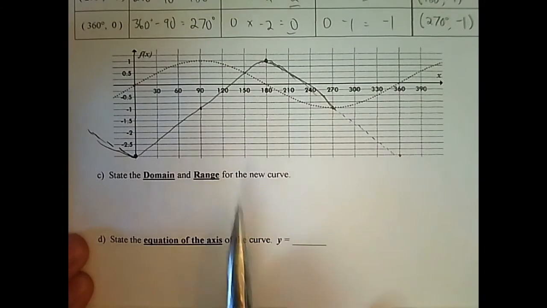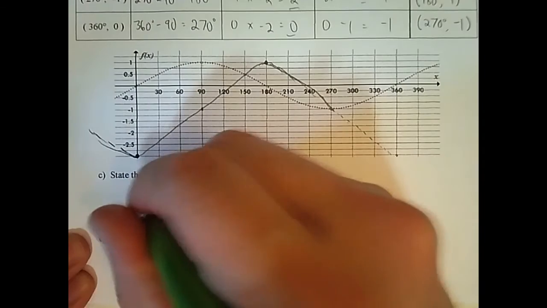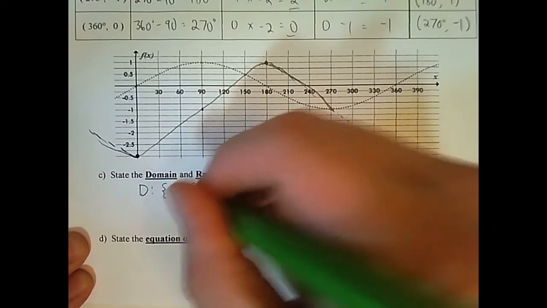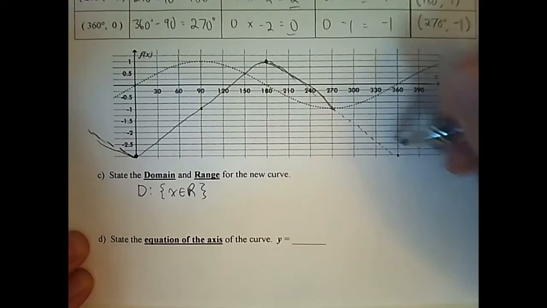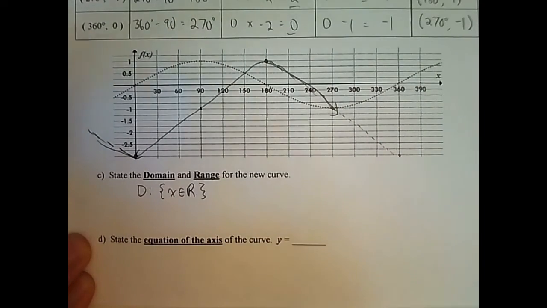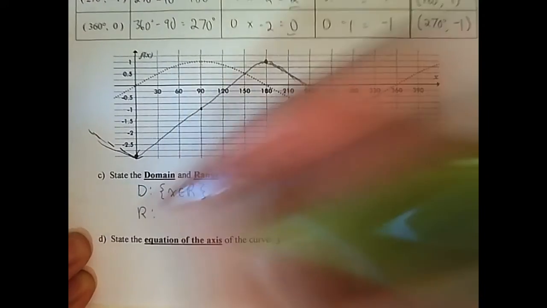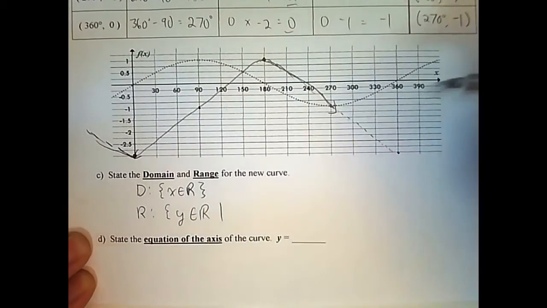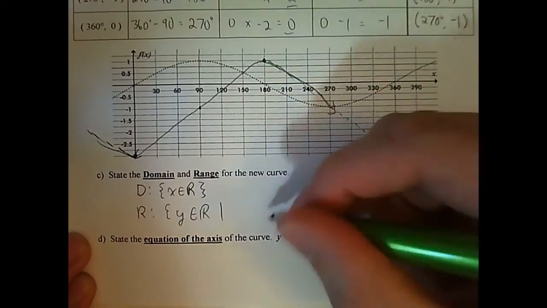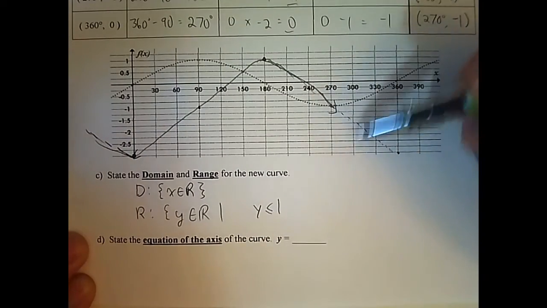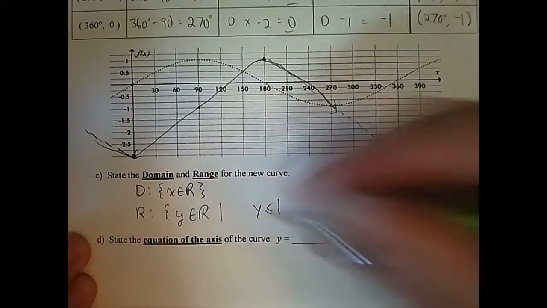So let's take the domain and range for the new curve. The domain is x is any real number still, because, again, I forgot my arrows, but these will continue to go in these directions for as far as we know. And then the range is now going to be y is any real number, but the maximum value is 1. So y has to be less than or equal to 1, but greater than or equal to the lowest value, which is -3.